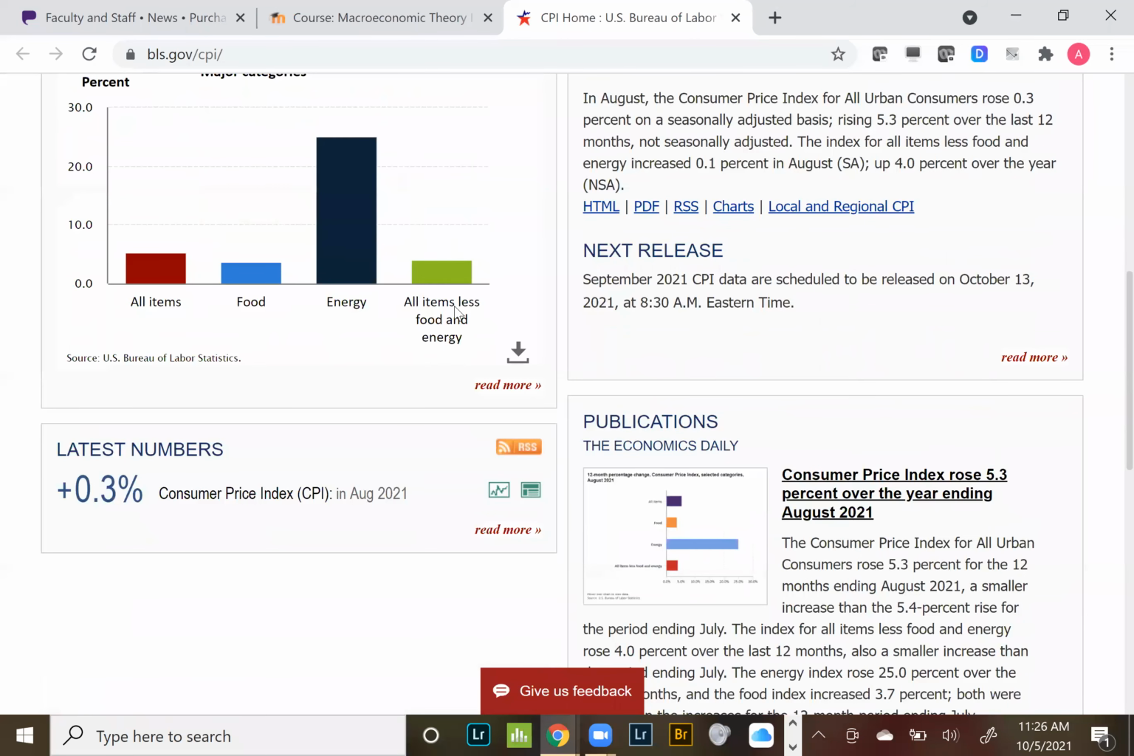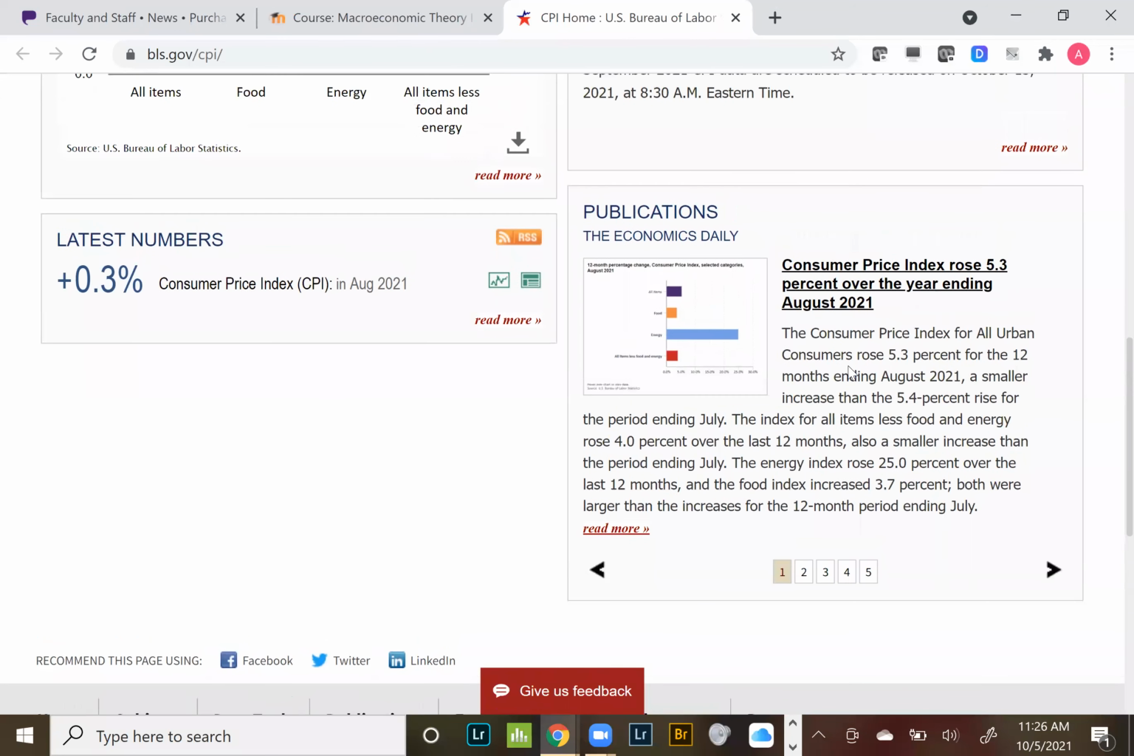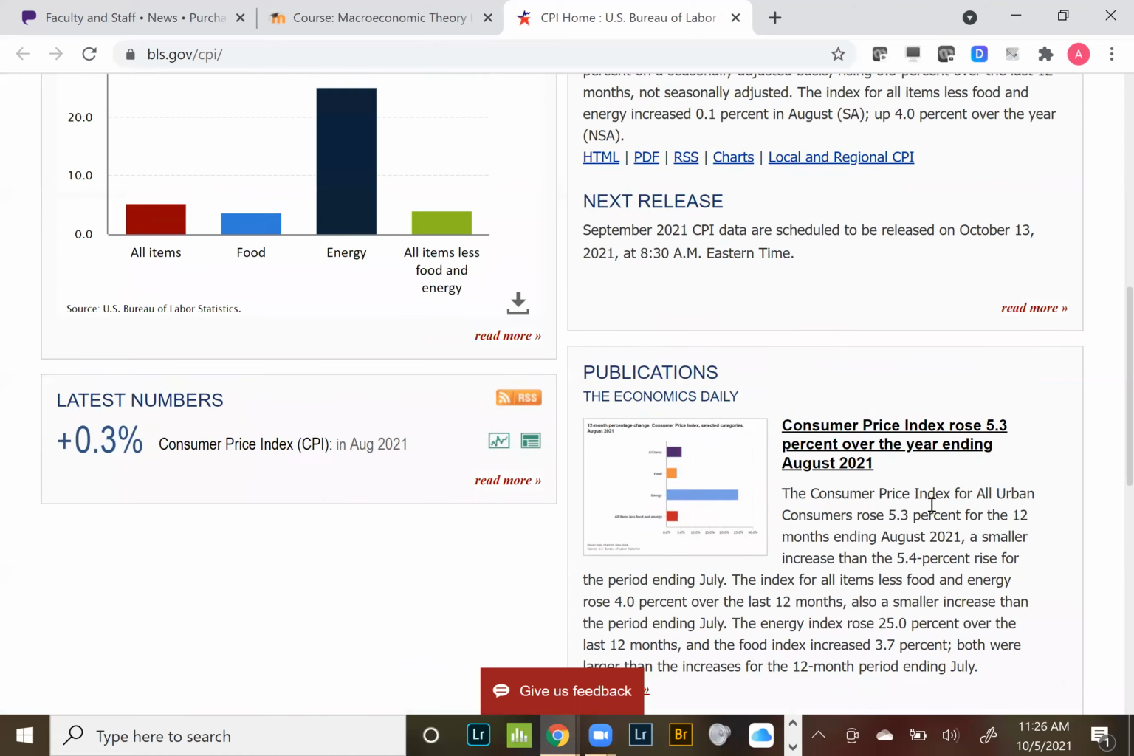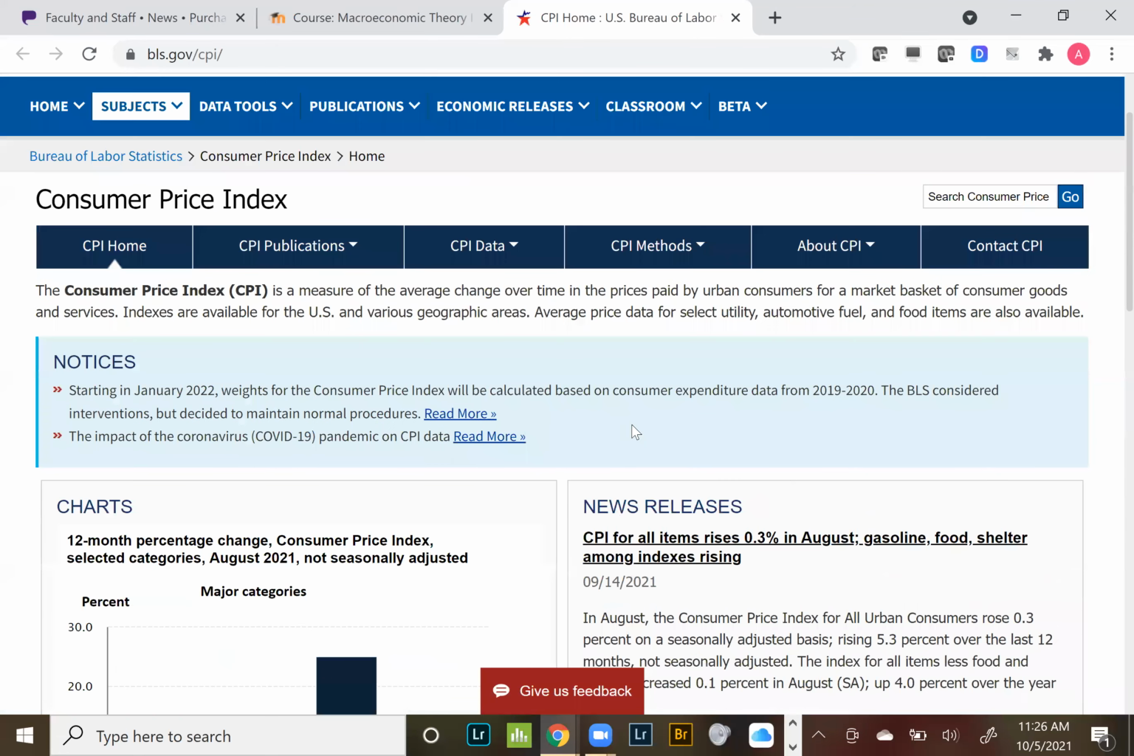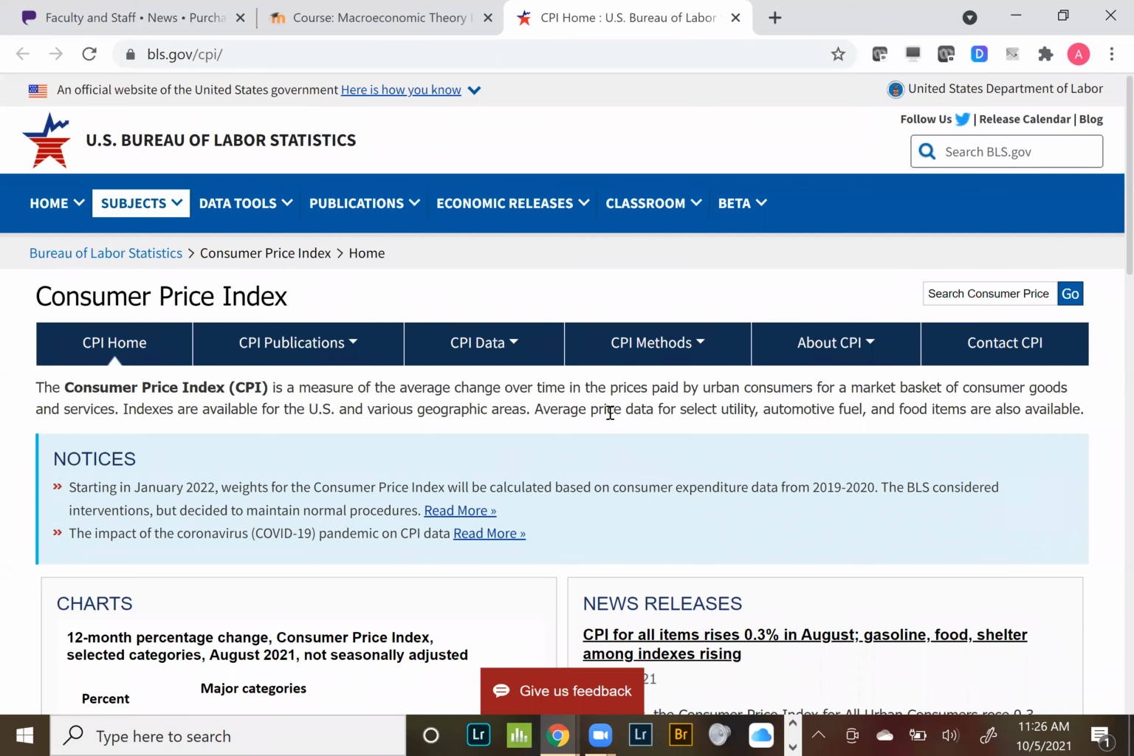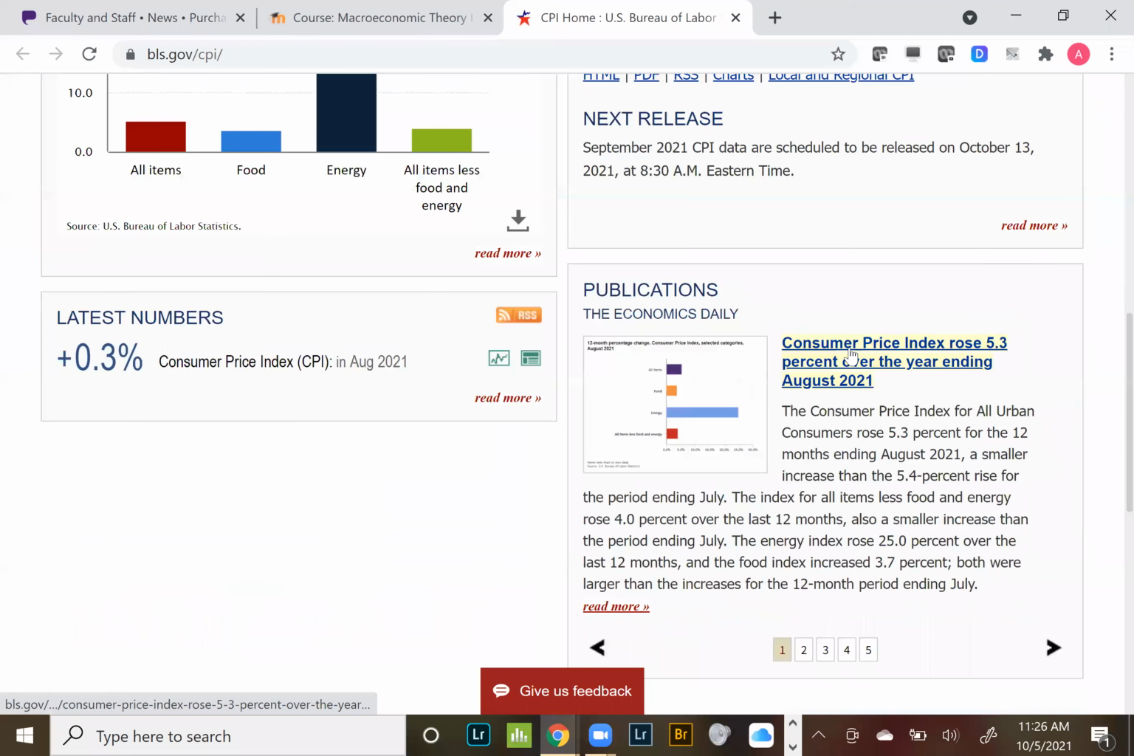So this number, all items less food and energy, is often the one that we pay the closest attention to, because these two tend to bounce around so much that it makes it harder to tell if we're really experiencing more or less inflation. Oh, and here we go. CPI went up 5.3% over last year. So in other words, from August of 20 to 21, CPI went up about 5.3%. And that means the inflation rate is about 5.3%, which is quite high by recent standards. US inflation has been hovering around 2 to 3% for about the last 30 or 40 years. So this is actually a significant amount for the United States.